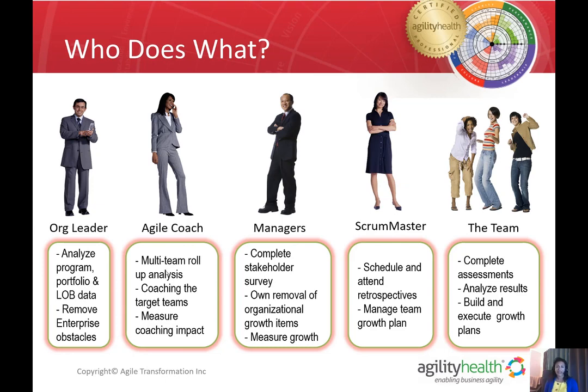They are also the owners of removing the organizational growth items and measuring the growth for the teams and the program overall. The Scrum Masters, they are the ones who are the heart of this. They schedule and they attend the retrospective. They manage the team growth plan. They ensure that the team is looking at their growth plan often during the retrospective, and that those items are being tracked and worked on. They also help get the team excited about taking the Agility Health retrospective and understanding the value it has for the team. The team members complete the assessment. They help analyze the result. They build and own that growth plan, and they're really the ones who go out and execute the team growth plan.